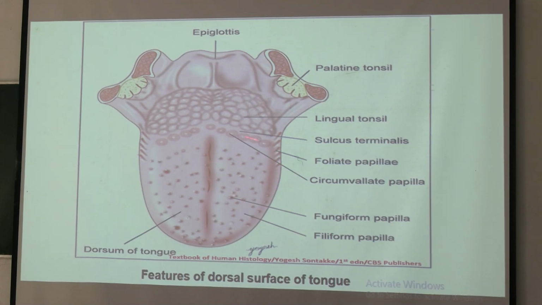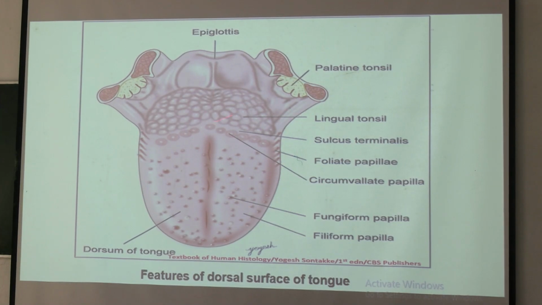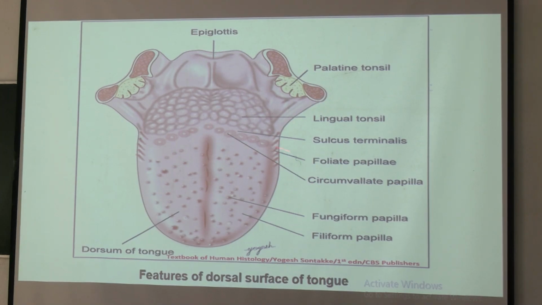And these are the circumvallate papillae. Circumvallate papillae contain the taste buds. Okay, so these are lying in a row just in front of the sulcus terminalis. And posterior to the sulcus terminalis, the posterior 1/3 of the tongue contains lymphatic follicles just underneath the mucosa, forming the lingual tonsil. Okay, so these parts are forming the lingual tonsil.